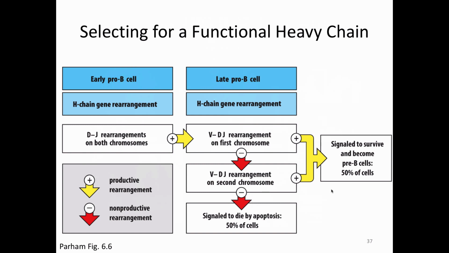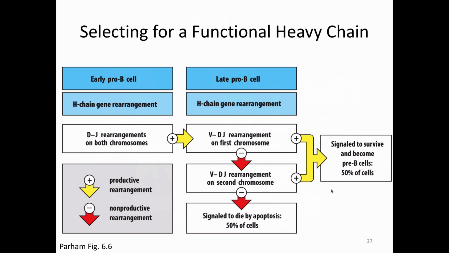But if that heavy chain has failed, if the heavy chain we made is a bad heavy chain, there is no signal to stop recombination. And so now the second chromosome finishes recombining. We get a second chance to try to make a good heavy chain. We have those two chromosomes, so we get two tries.